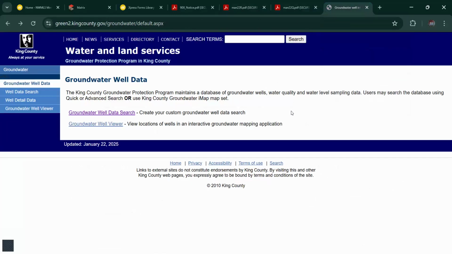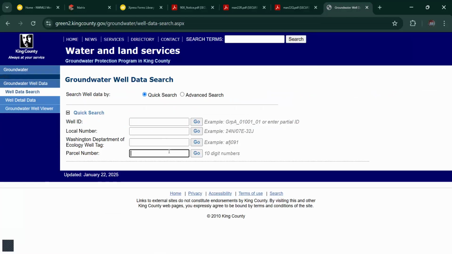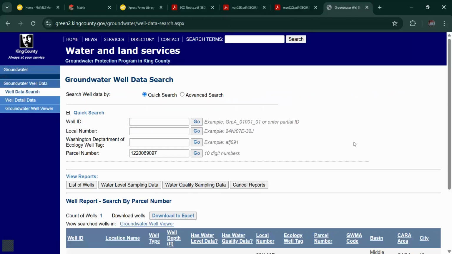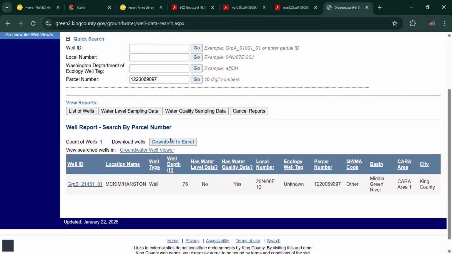Okay, so King County does have groundwater well data on the website. It's green2.kingcounty.gov/groundwater/default.aspx. Or just do the well data search. I think you can even do it this one, which will take you here. If you have a parcel number, that's the fastest way. Put in the 10-digit parcel number, and it tells you the count of wells. One. Here's the well ID. Here's the location. There's the depth.